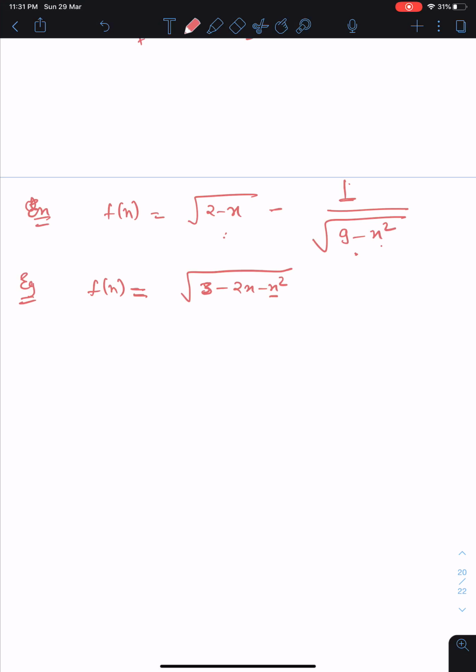So after applying that, 9 minus x square greater than 0, again you have to multiply with the negative sign and the inequality sign will be reversed, and again you have to solve, draw the number line, and do the same process. I'll discuss these two questions in the next class. Till then, you just try and solve these questions.